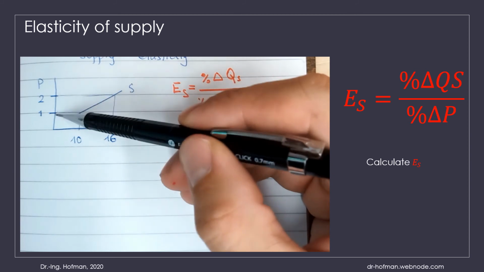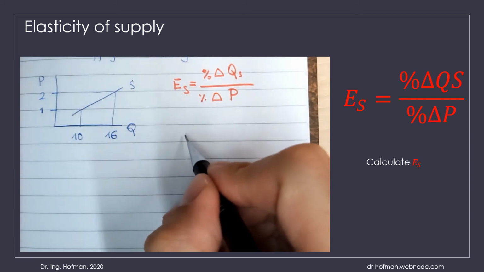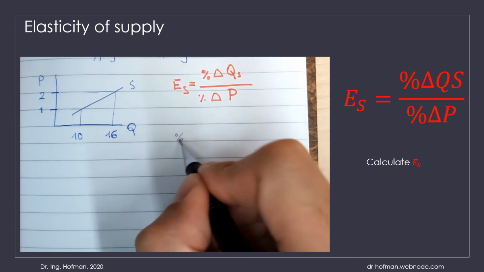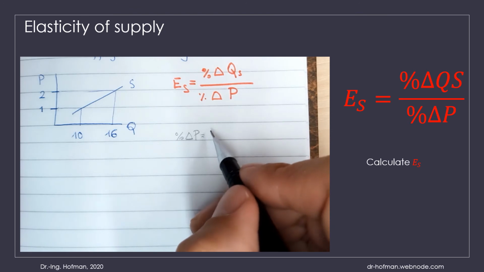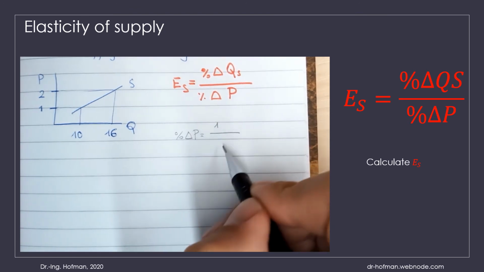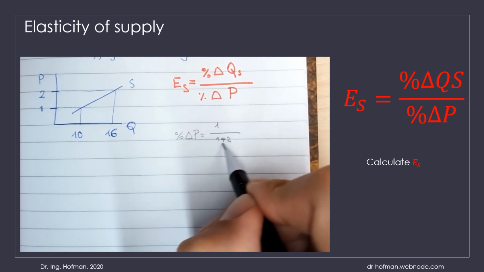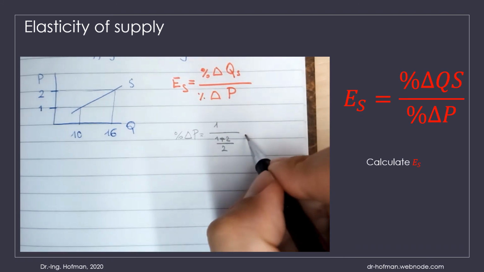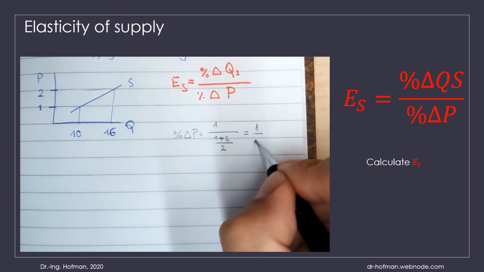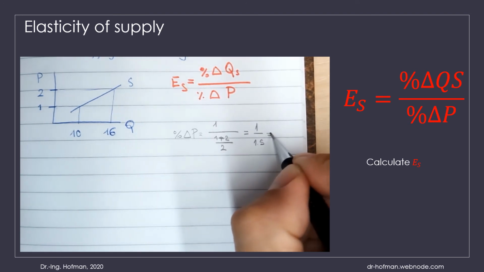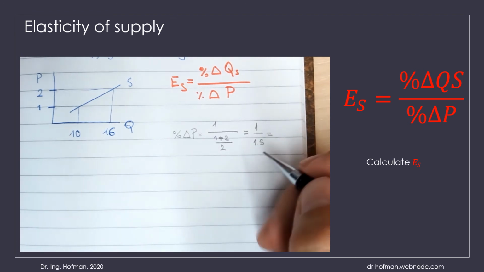1 plus 2 is 3, divided through 2 is 1.5, so I will do the percent change of price. It's 1 over 1 plus 2 divided by 2, which is 1 over 1.5, which is 67%.